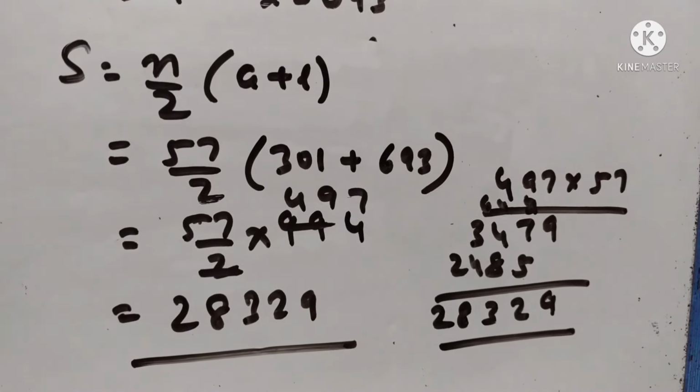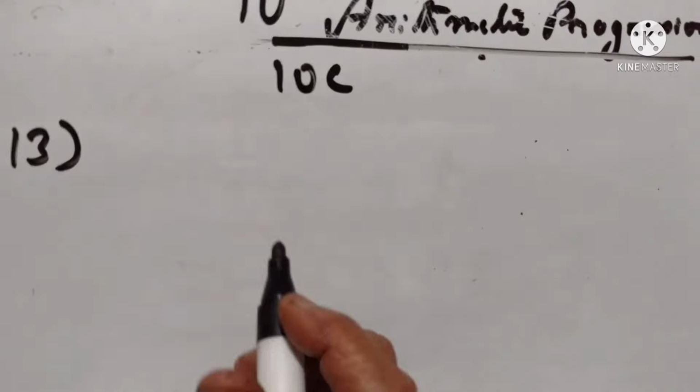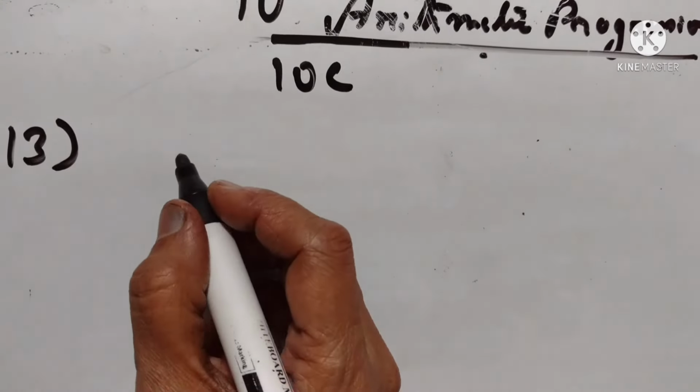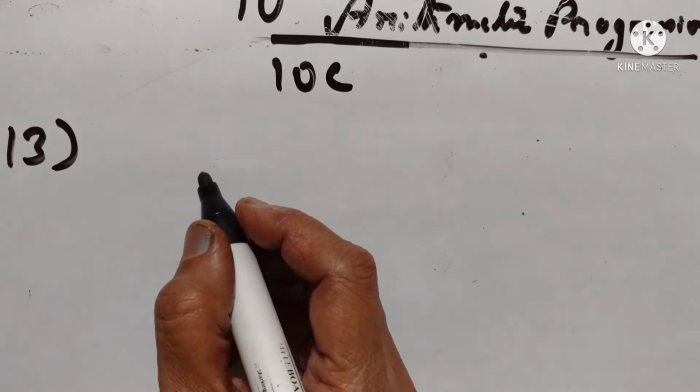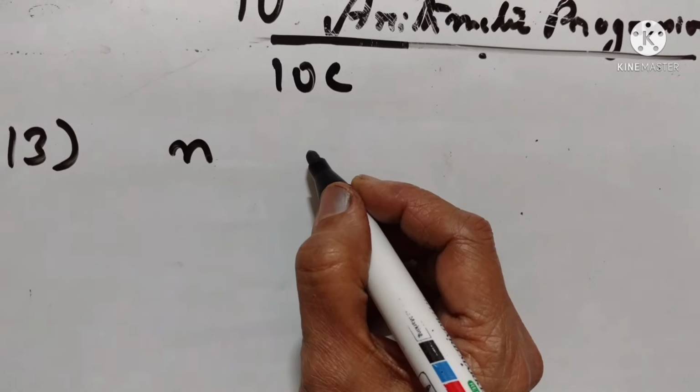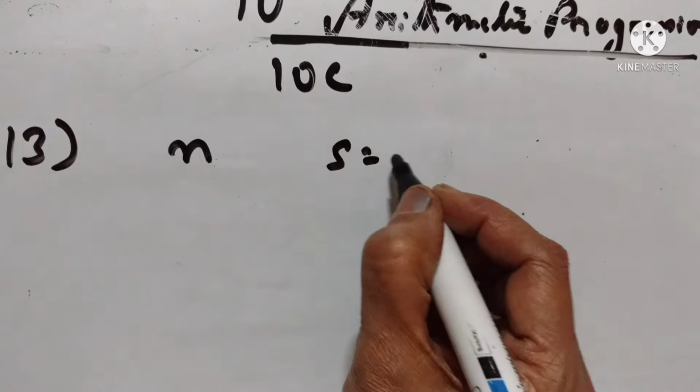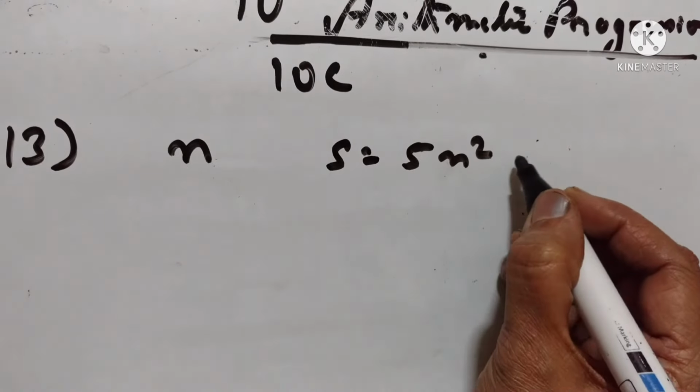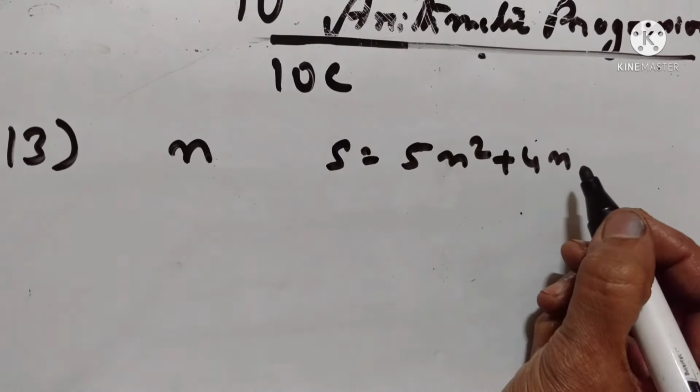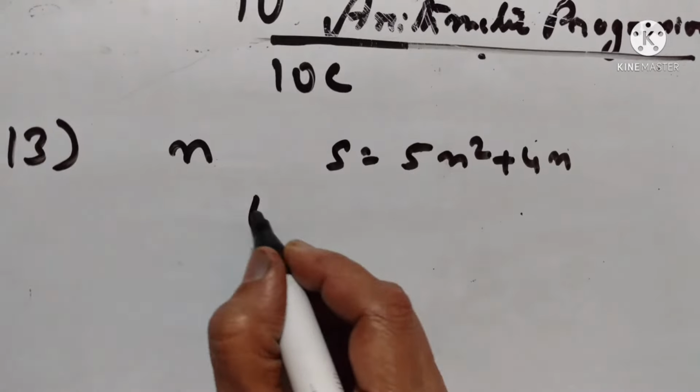28329. Sum is equal to 20,329. The sum of n natural numbers is 5n square plus 4n. Find its 8th term, T8.